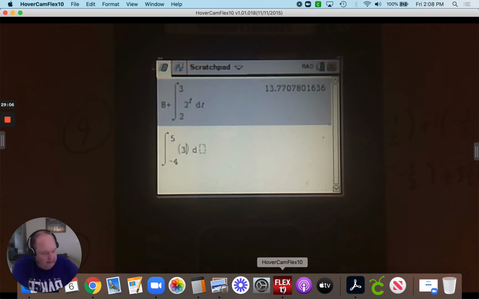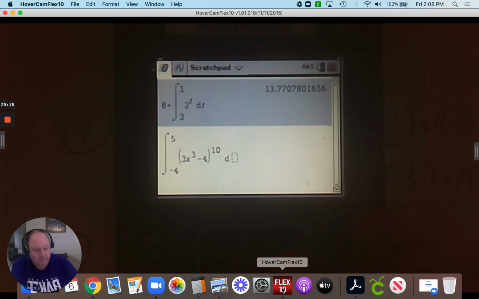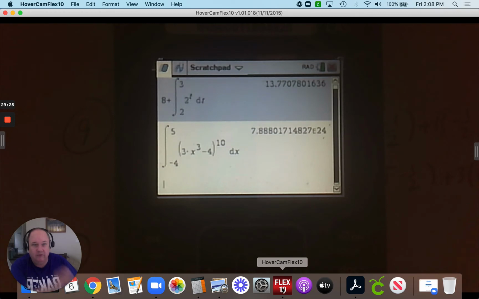So it's 3x cubed. Subtract 4 to the exponent 10. And that's dx. All right, there it is. Control Enter. Took forever. Now, be careful here.